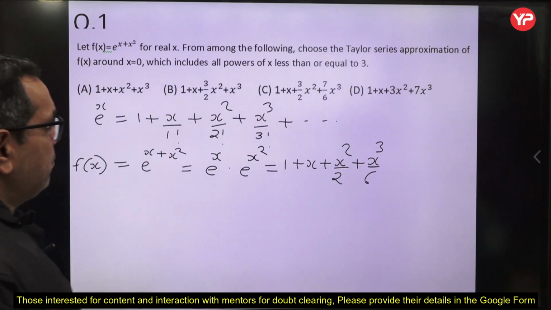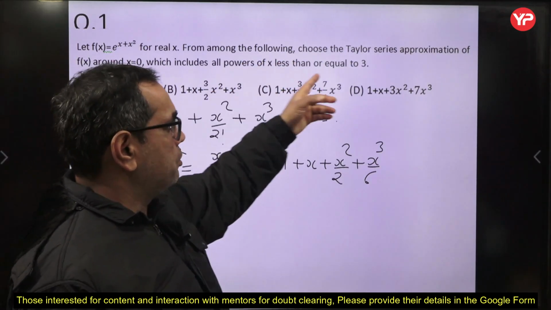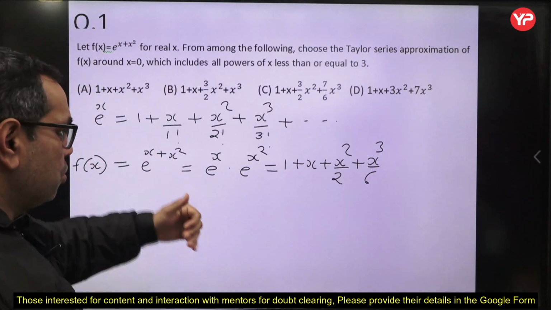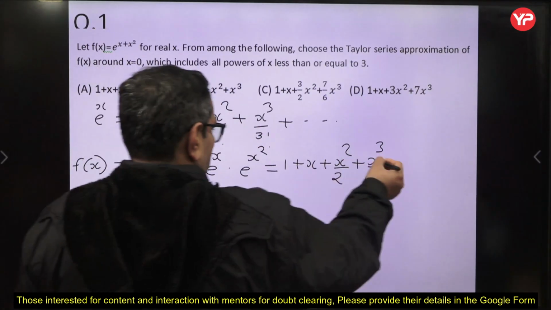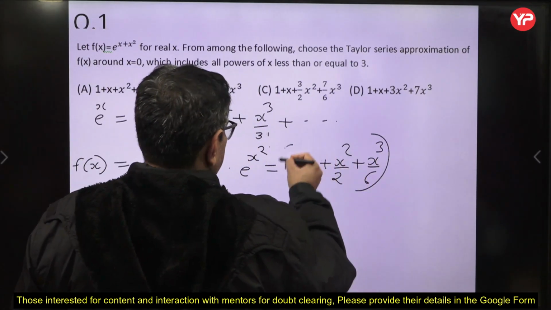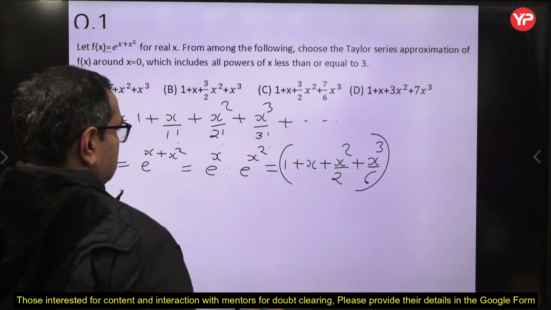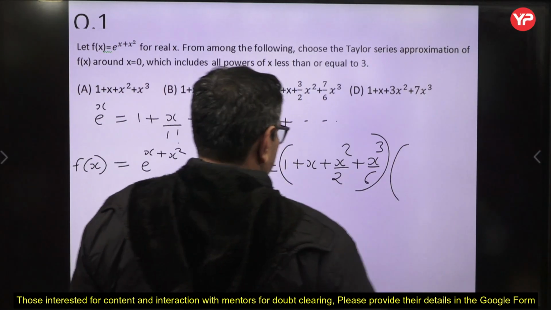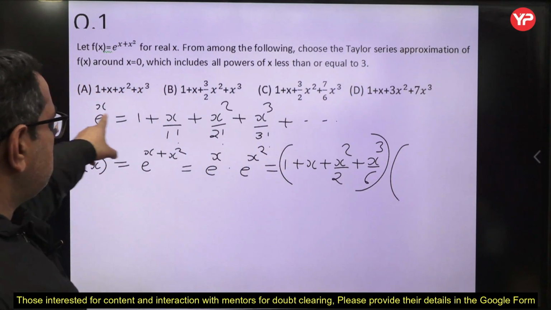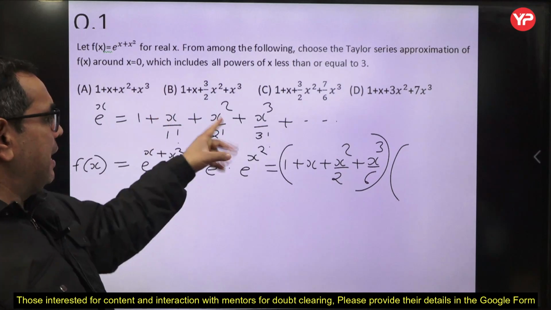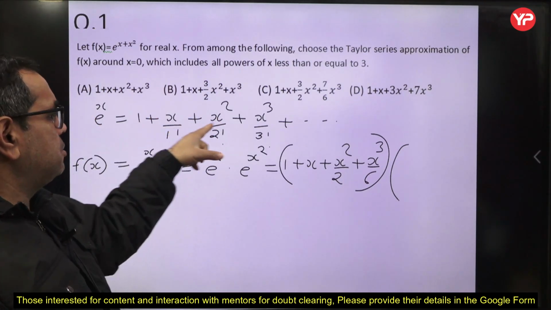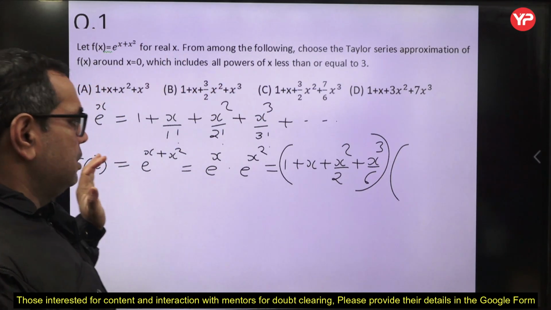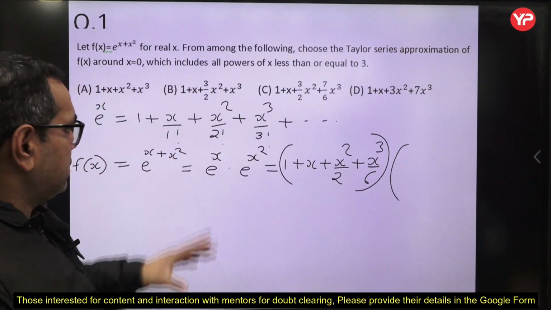I know that I have to write the powers of x less than or equal to 3. So I will not go beyond the power 3. I will not go to the next term. Up to this only I will write, because there is no negative term in this expansion. Now this expansion is valid for all x, so it means it is valid for x square also. So we can directly put x square here in place of x, and we get e to the power x square.